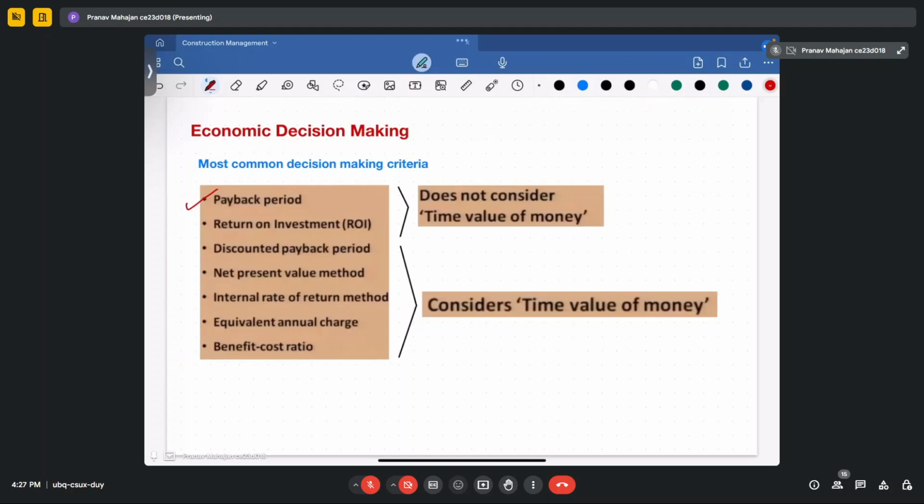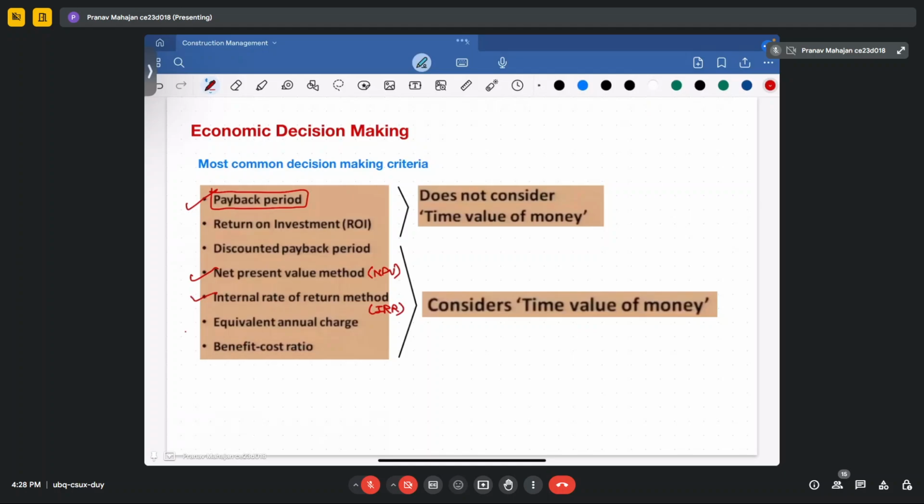Suppose for an equipment you are spending 20,000 today, and you are getting 2,000 every year. Up to how many years will this fund be recovered? It will be recovered in 10 years. That is your payback period, when you are not considering the time value of money and only considering the amount. Others are return on investment, discounted payback period, net present value (NPV), and internal rate of return.